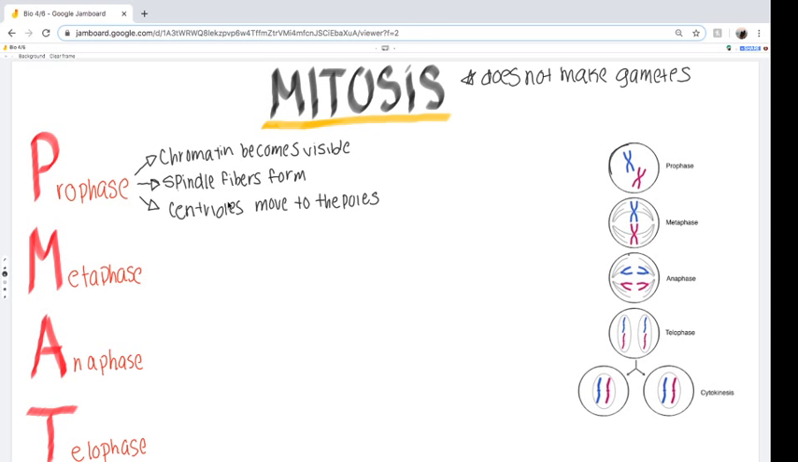So, in metaphase, we can write that chromosomes line up in the middle.